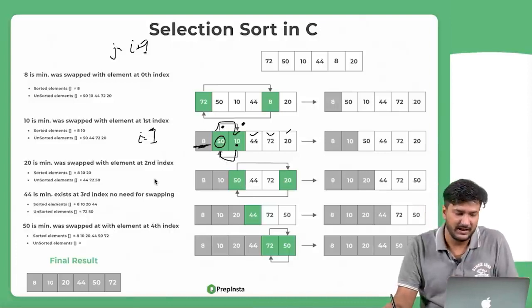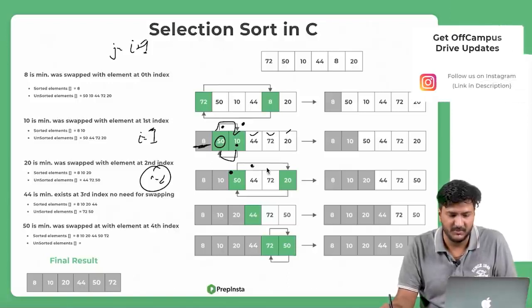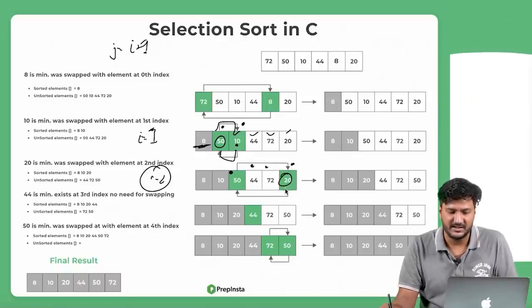Again, if I move forward, my i value would be 2, so this would be what? And my j value would start from here, and here. So I will compare, okay, 20, and then again swap.